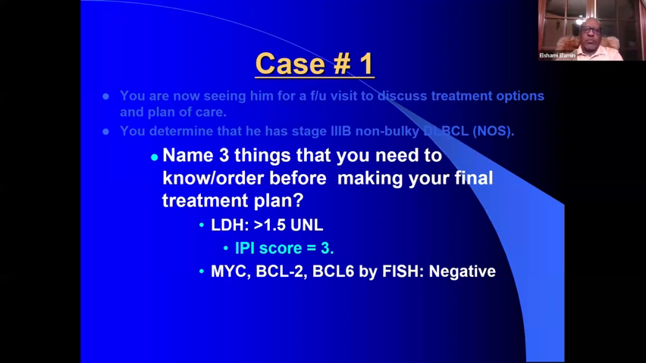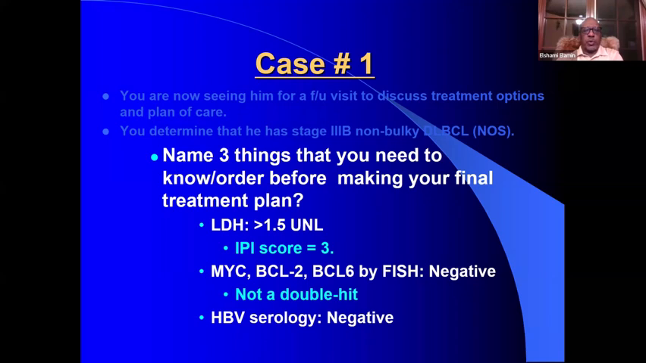This is just a NOS diffuse large B-cell lymphoma. So this is not a double hit, which is better prognosis. So it's not a double hit. So that's what you need to know. And then we need to know, of course, the hepatitis B serology.